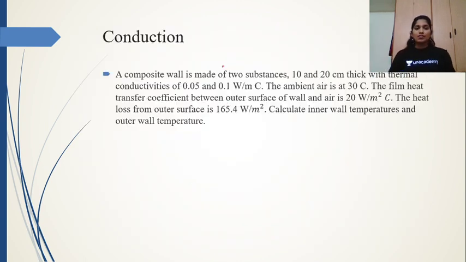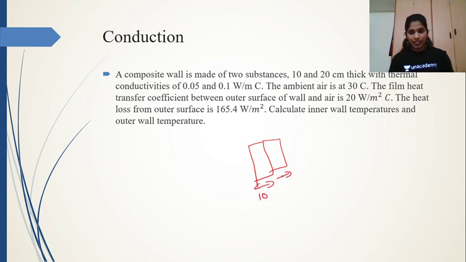Now this question is again from conduction, and here we have a composite wall made of two substances. First of all, let us draw a composite wall of two substances. One is 10 centimeters thick and the other is 20 centimeters thick, with thermal conductivities of 0.05 and 0.1 watts per meter degree centigrade. We also have data about the ambient air. Let us suppose the air is here and the temperature is 30 degrees centigrade, and there is a film heat transfer coefficient between the outer surface of the wall and the air.